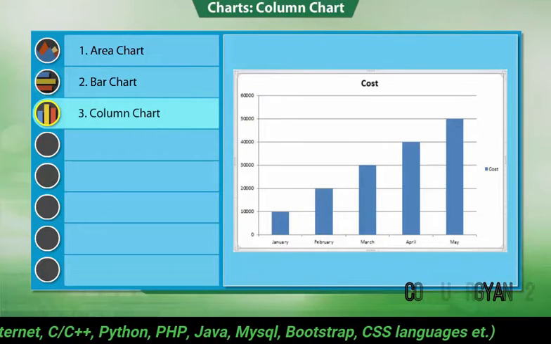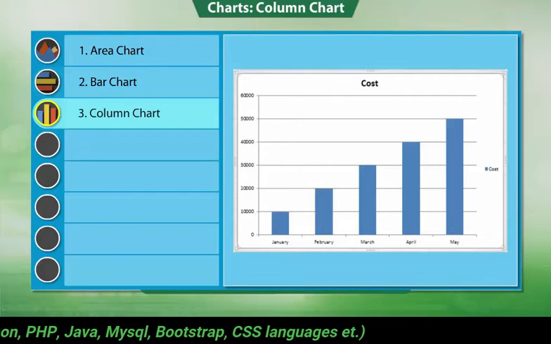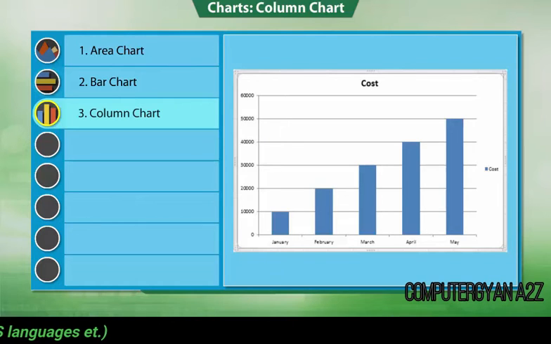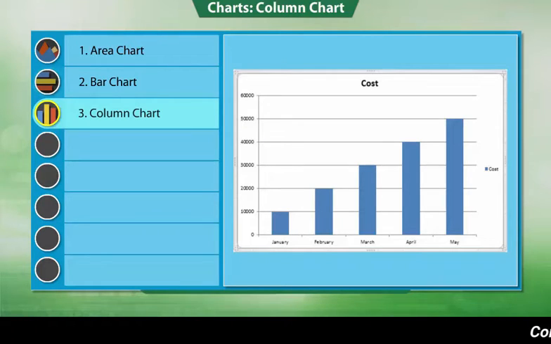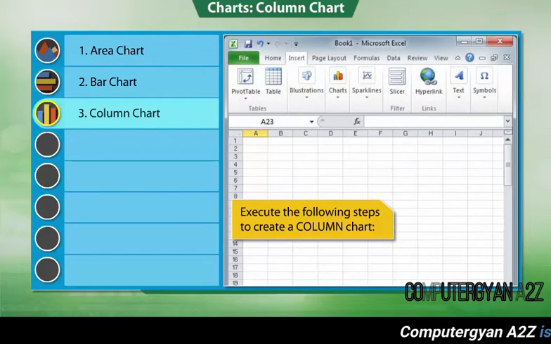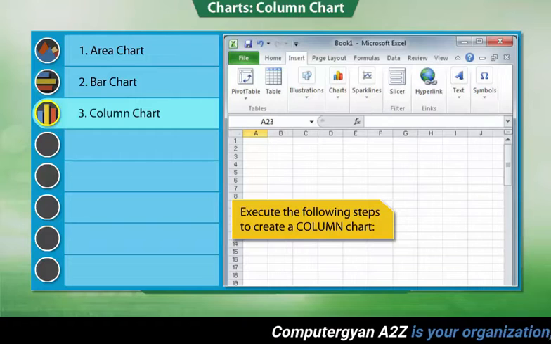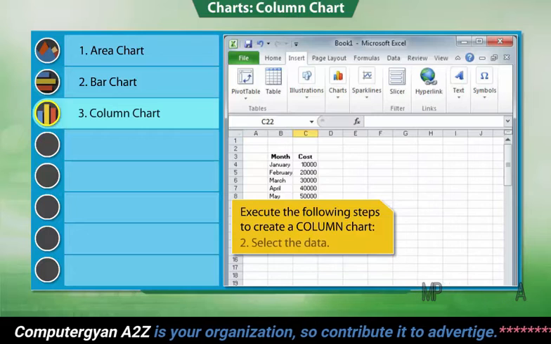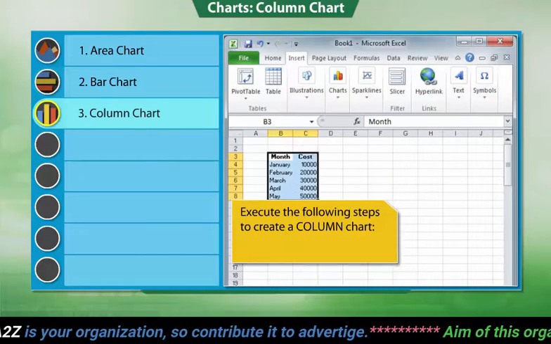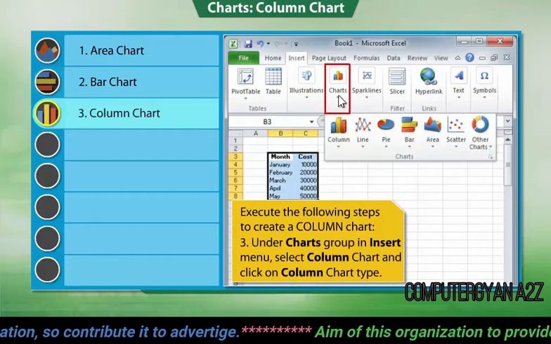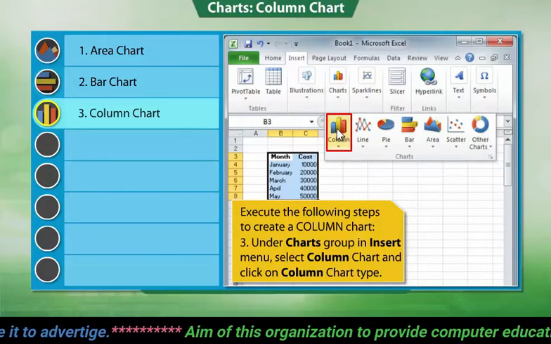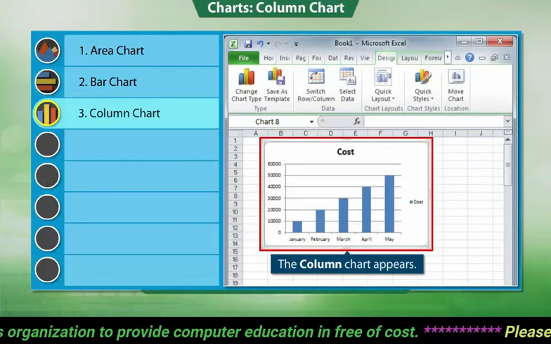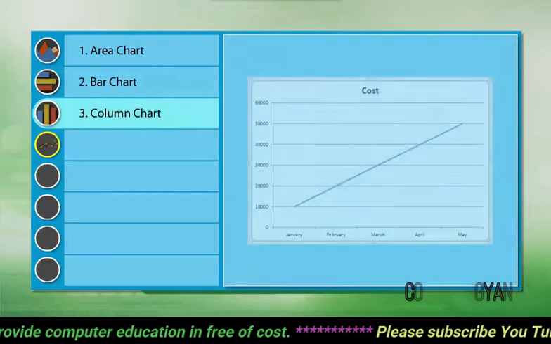Column charts are used to compare many items in a particular range of values. You can compare a single category of data between individual sub-items. Execute the following steps to create a column chart. 1. Enter data in MS Excel worksheet. 2. Select the data. 3. Under Charts group in Insert menu, select Column Chart and click on Column Chart type. The column chart appears.